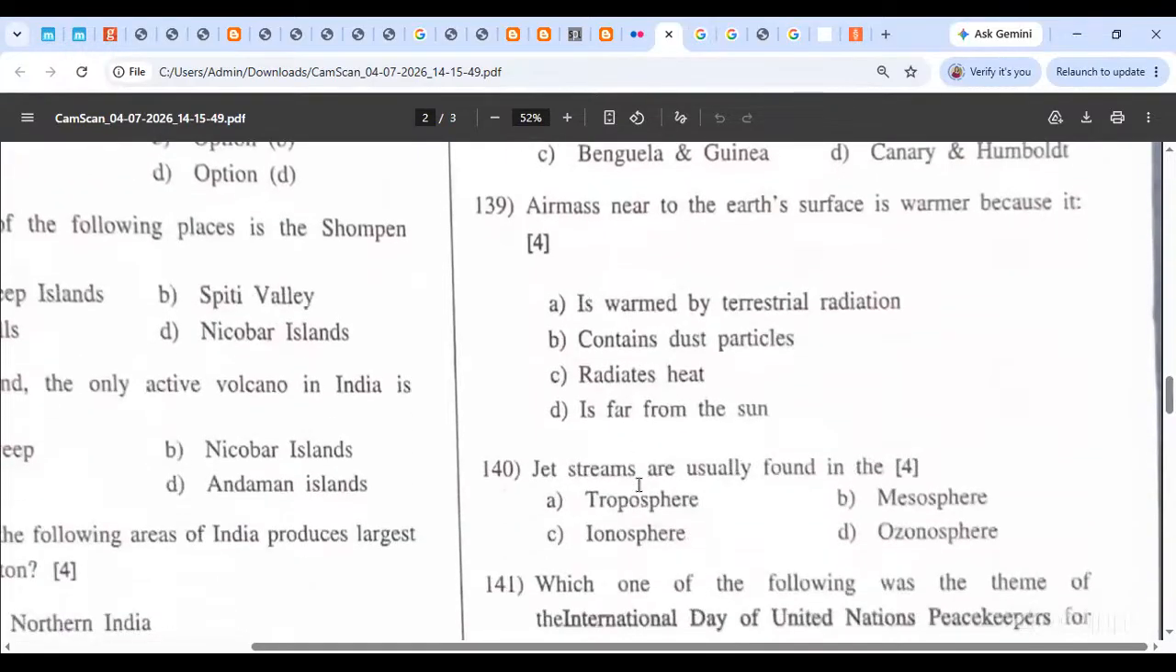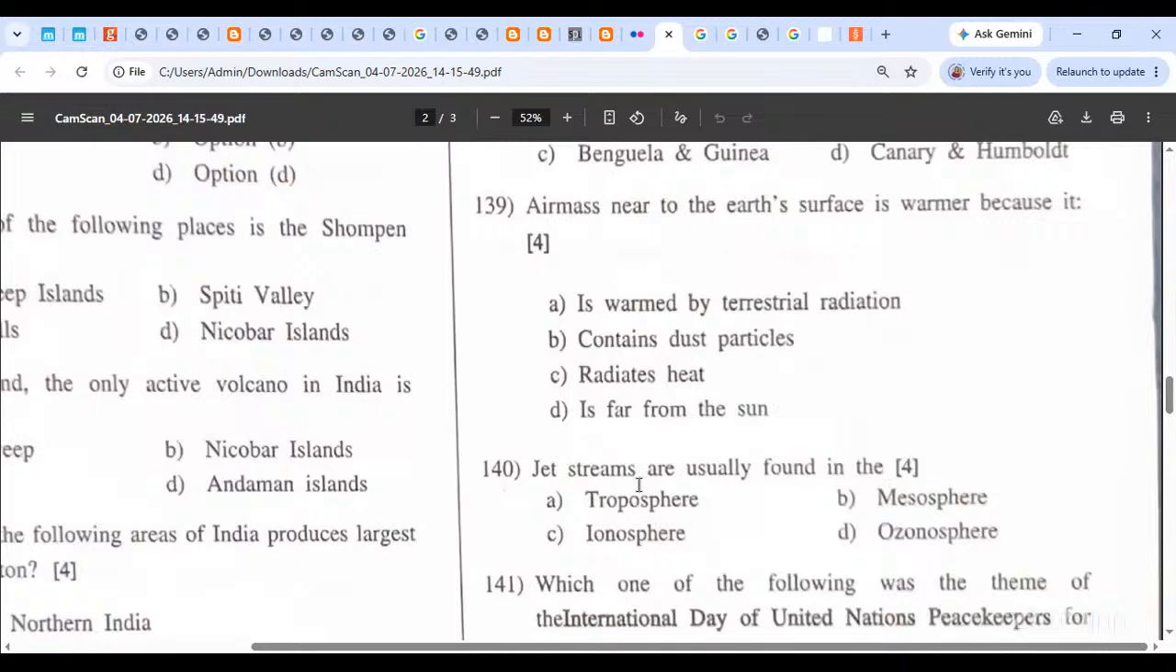Question 139 says, air mass near the Earth's surface is warmer because it is warmed by terrestrial radiation, or it contains dust particles, or it radiates heat, or is it far from the sun? Far from the sun is clearly not an option, and the air mass near the Earth's surface is not warmer because it radiates. The air mass itself does not radiate heat, and not because of dust particles.